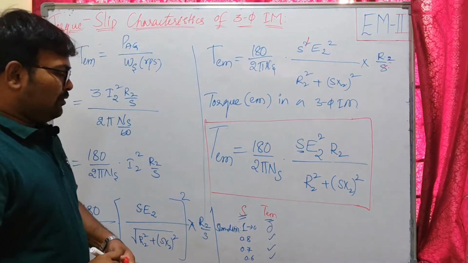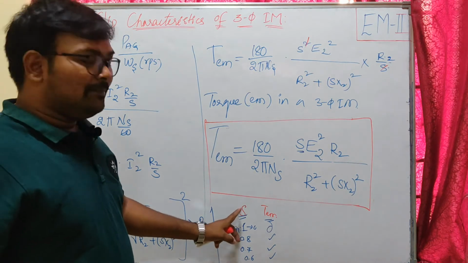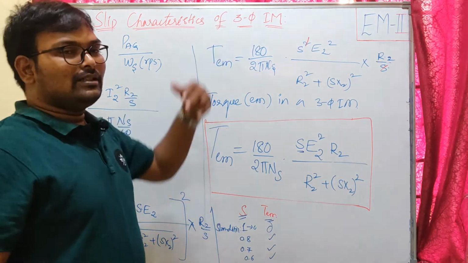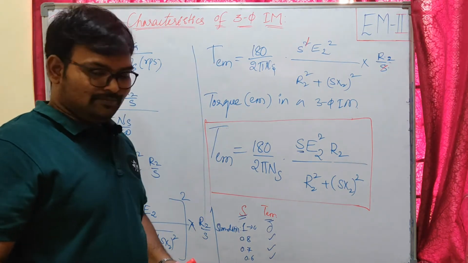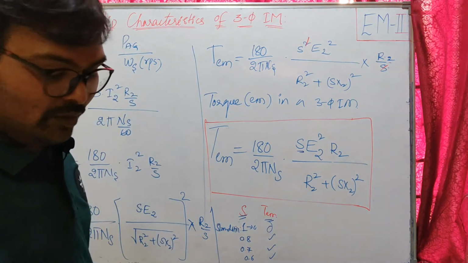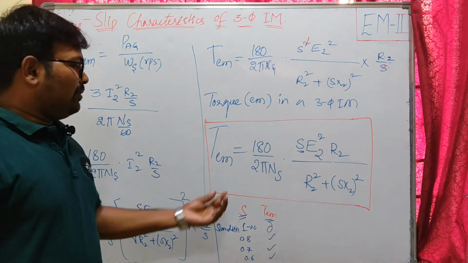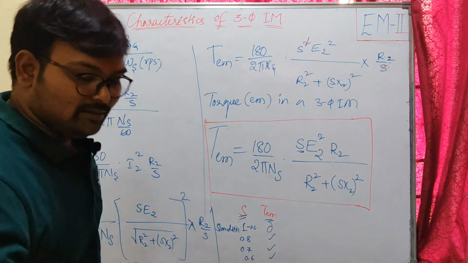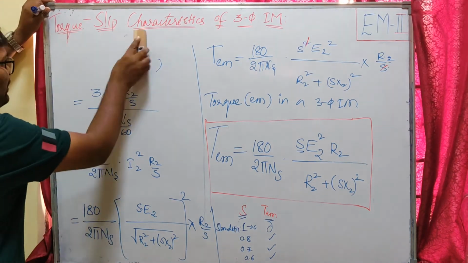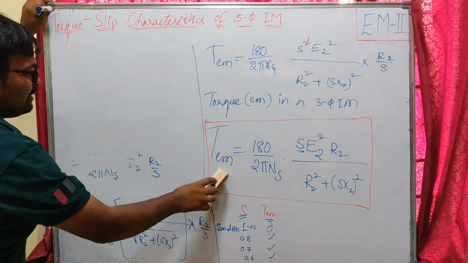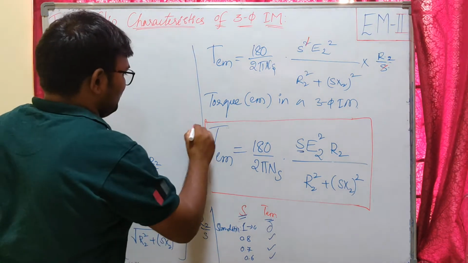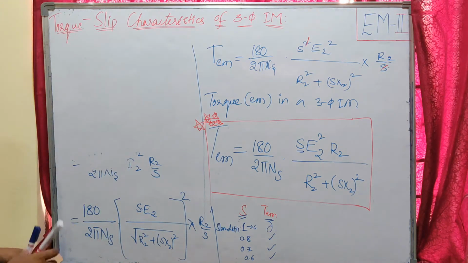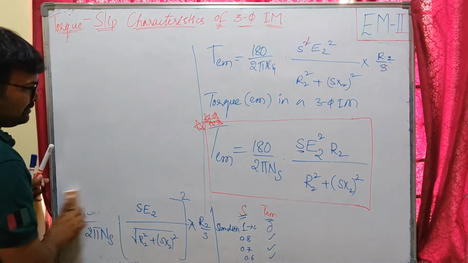So I am going to draw the relation between slip and electromagnetic torque, that is called the torque slip characteristics of our 3-phase induction machine. Before that, I am going to tell you what is maximum torque, and how we can get maximum torque. Let me clear this. I hope you are all clear with this. This is a very important expression for induction machines, the torque expression of our 3-phase induction machine.